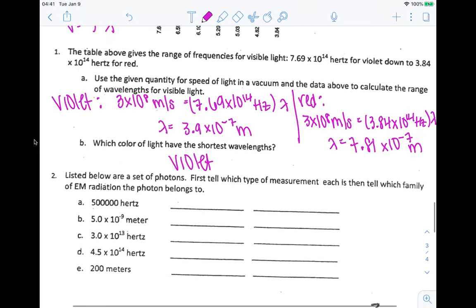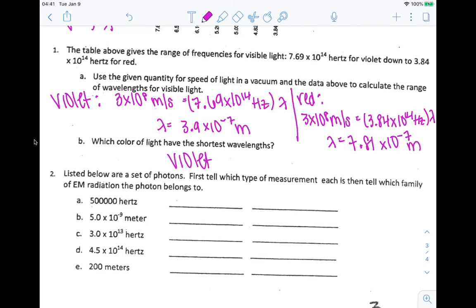Listed below are a set of photons, and photons are particles of light. First, tell which type of measurement each is, then which family of electromagnetic radiation the photon belongs to. So the first thing that we want to do, we want to get all of these values in terms of scientific notation. So if you look at the first, letter A, 500,000 hertz is really 5 times 10 to the 5th hertz. You cannot use the electromagnetic chart unless your values are in scientific notation.